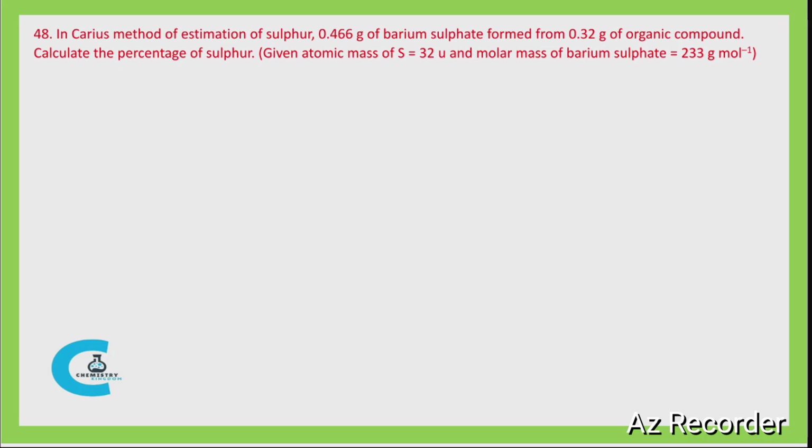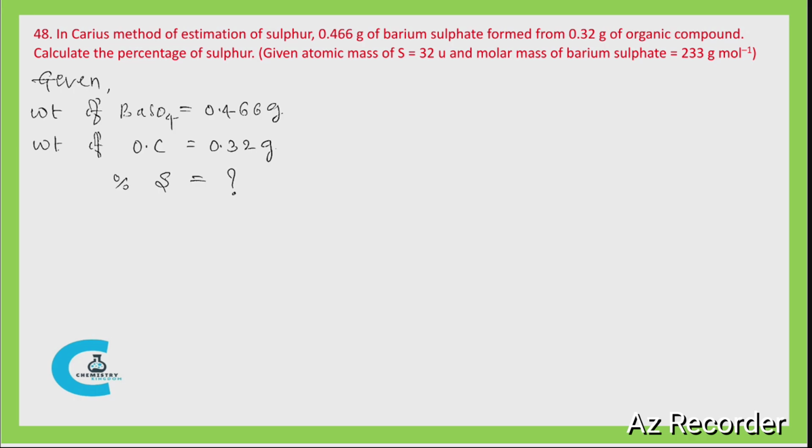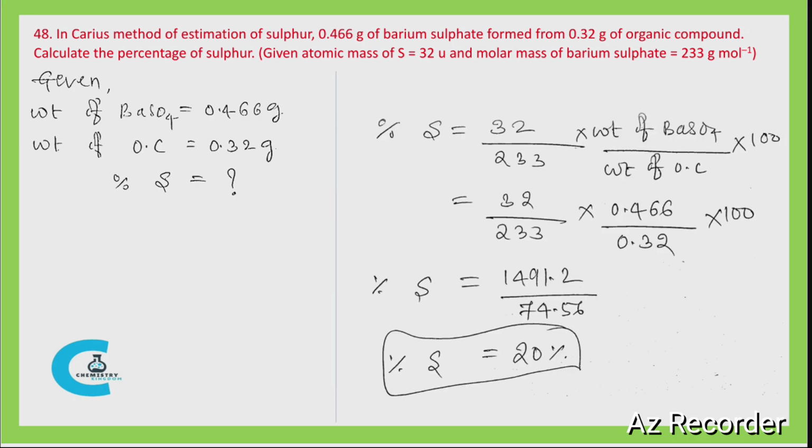Last question: Carius method of estimation of sulfur. 0.466 gram of barium sulfate is formed from 0.32 gram of organic compound. Calculate the percentage of sulfur. The formula we know: percentage of sulfur is equal to 32 divided by 233 into weight of barium sulfate divided by weight of organic compound into 100. Weight of barium sulfate is given as 0.466, weight of organic compound is given as 0.32, into 100. Simplify the equation and you will get 20% of sulfur.